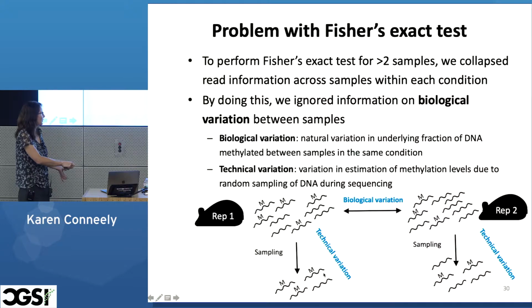We then take samples from the two mice, and we're not taking a sample of their complete DNA. We're just getting some of their DNA, and then we lose reads for various reasons. And so we do a lot of sampling, so if we took multiple samples from the same mouse, we would get different estimates of methylation. And so that part is what's known as technical variation.